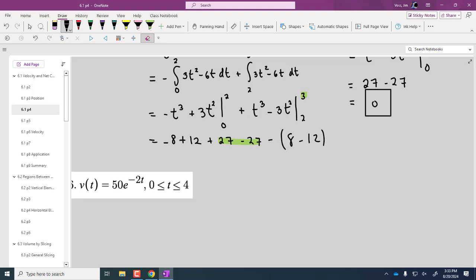Yeah, Ari? The first time you wrote -8 plus 12. I'm confused. What's the question? So if we plug in 2, we get -8. Plug in 2 here, 4 times 3 is 12. Over here, we subtract off. So here is our antiderivative. We subtract off the evaluation at the lower limit. So we subtract off, 2 goes in there, makes 8, 2 goes in there, makes 12.